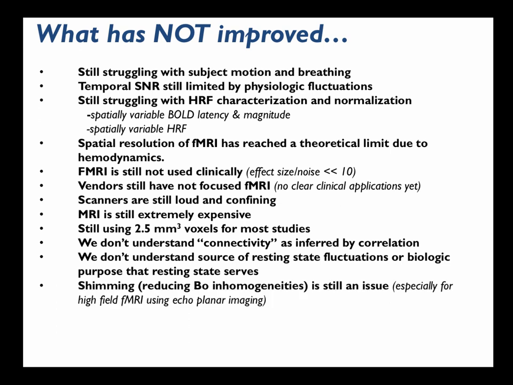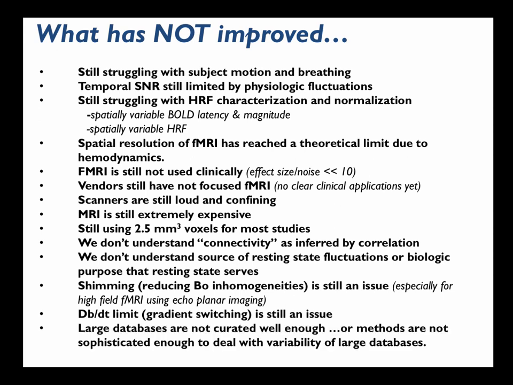Shimming is still an issue. Vendors feel the shimming is good enough for the most part, but if we're going to 7 Tesla and looking at base of the brain structures, we really need better shimming. It's theoretically possible, but we're actually at a limit in how fast we can image, not because of any technology, but because we can't switch the gradients any faster, because that will cause peripheral nerve stimulation in the body. So we're up against that limit. And we have many large databases, but we really need to have them better curated. We have to have the data more standardized in these databases.